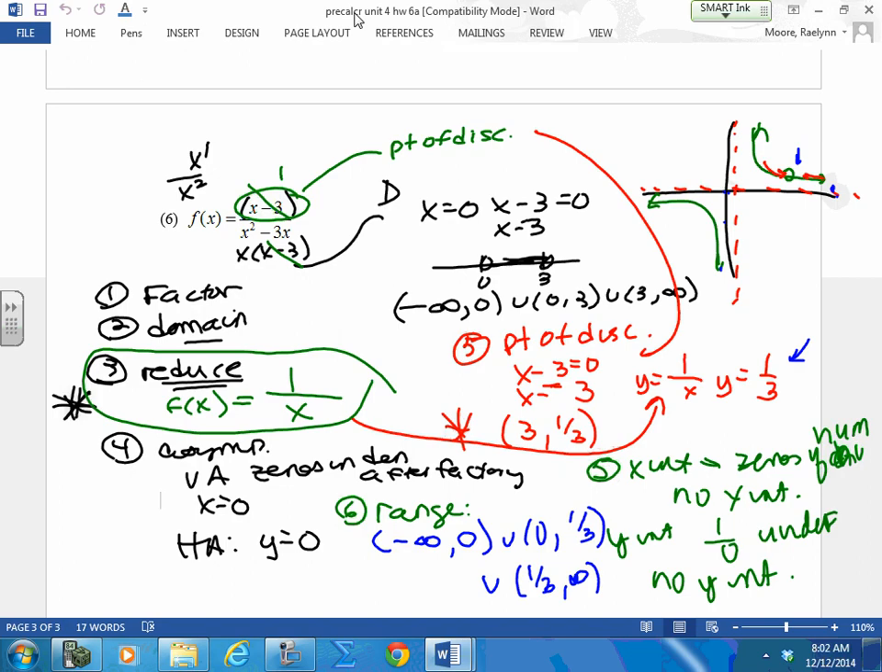No, the range uses the y values. This is only for range, not increasing, decreasing. Yeah, the domain's up there. The domain is your x values. The range is the only time we use the y values, which is why we need that y value for your point of discontinuity. Yes? When you found that x-intercept and the y-intercept, you use one over x. The reduced one. The only thing we use the main one for is your domain. Then we factor, and after that, we reduce.